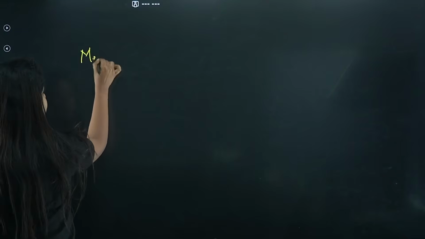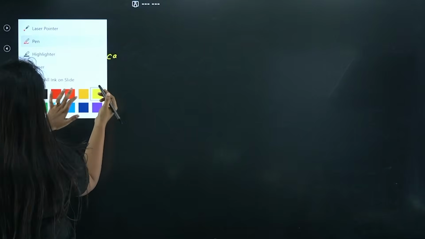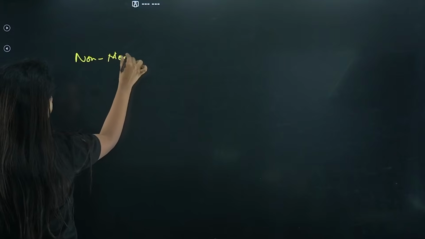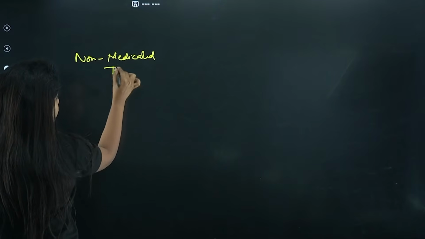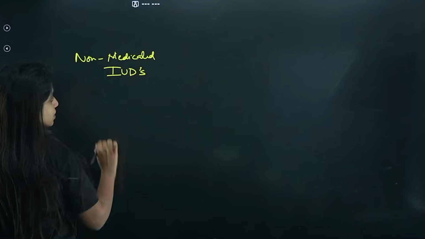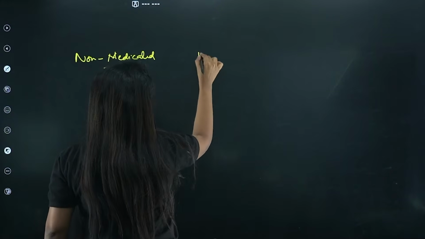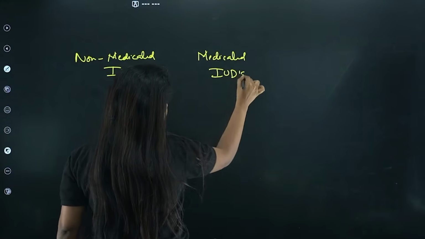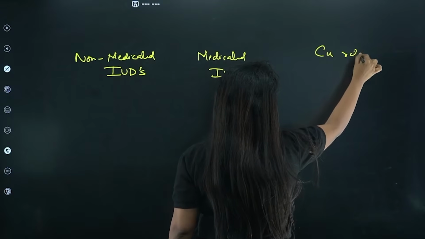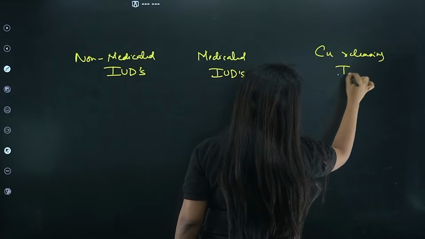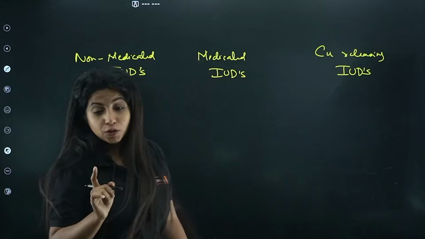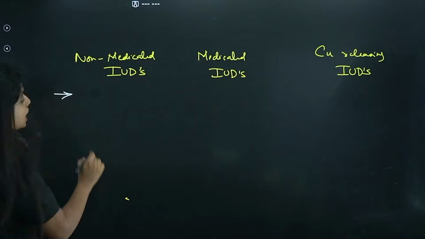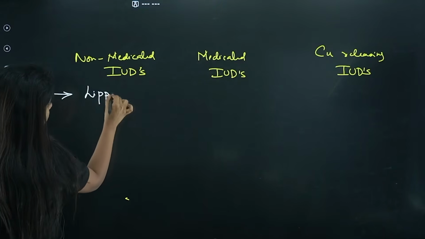One is medicated IUD. Okay, or basically I can start with non-medicated IUD. So the first one, let's take it to be non-medicated IUDs, as in they are not going to release anything. They will not be releasing anything in our body, okay? Next, you have medicated IUDs, and then you have the copper releasing IUDs. Now listen to me very carefully. Over here, in non-medicated IUDs comes your Lippes loop.